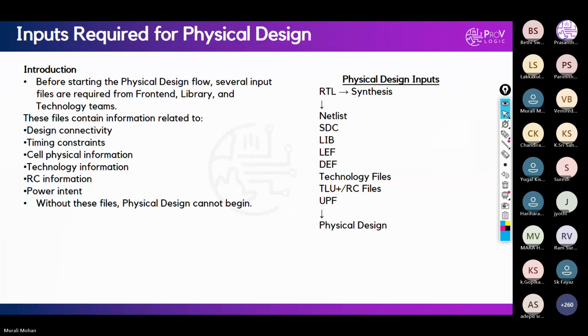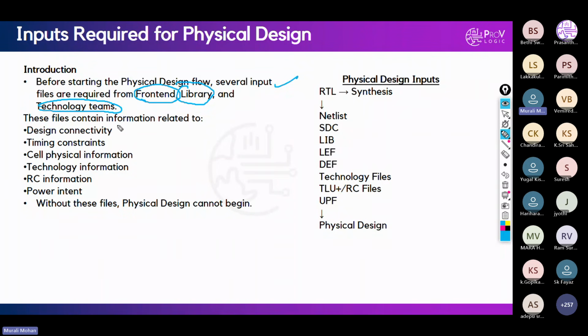Next, we know what the inputs required for the physical design are. Before starting the physical design, we require several inputs from three teams. The first team is the front end team. Next is the library team, that is the foundry people. And next is the technology team, where you get the constraints and everything else.